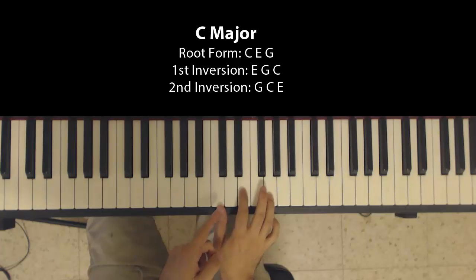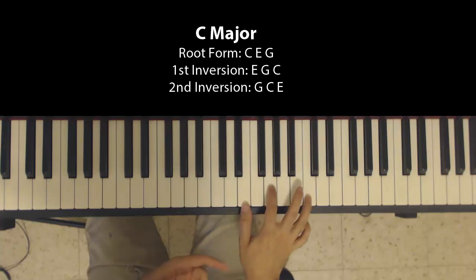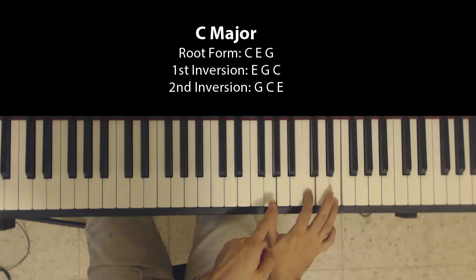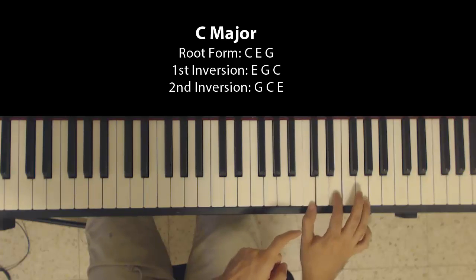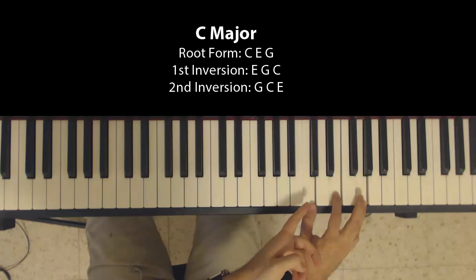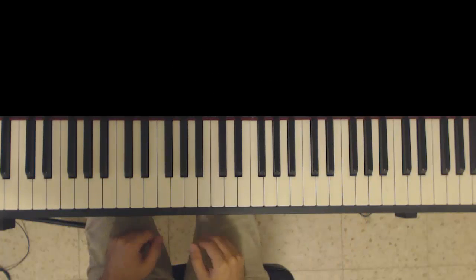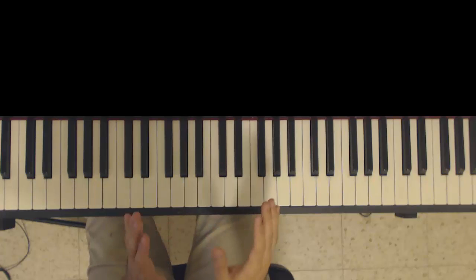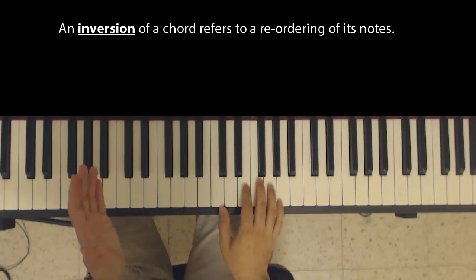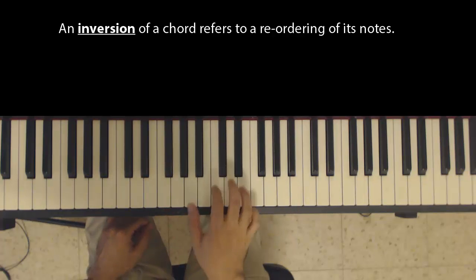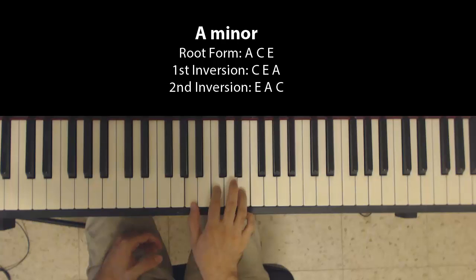So for example, for C, the chord is made out of C, E, and G, and the first inversion has E, G, and C. The second inversion has G, C, and E, and back to the root form, which has C, E, and G. All of these forms have the exact same three notes, C, E, and G, but just played in a different order or configuration.